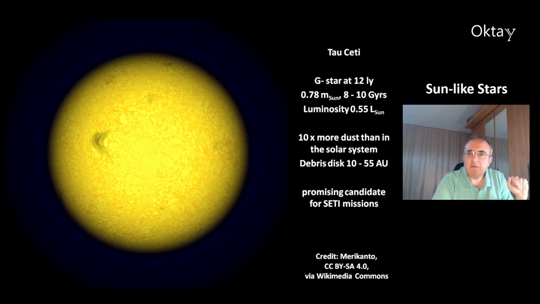This is another example of a G-type star, Tau Ceti at 12 light-years distance. It has 78% of the Sun's mass. It is much older than the Sun, with an age of 8 to 10 billion years. Its luminosity is about half that of the Sun. This system is known to have 10 times more dust than the solar system, as a debris disk at 10 to 55 astronomical units distance. And it is a promising candidate for SETI missions because it is a Sun-like star.